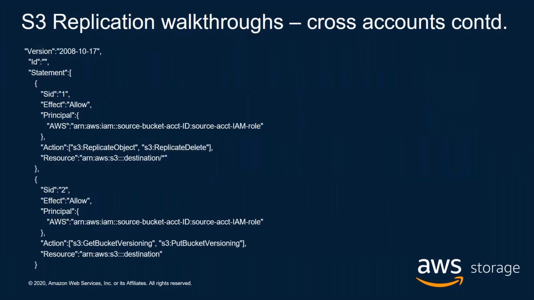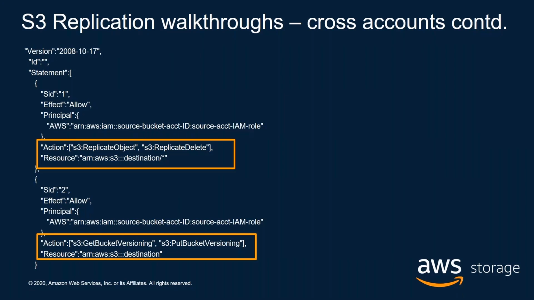This is an example of the bucket policy on the destination bucket for a cross-account replication configuration. See here highlighted how we're allowing the source account IAM role to do 4 things. 1, replicate the object. 2, delete replication. 3, get versioning and put versioning on the destination bucket.